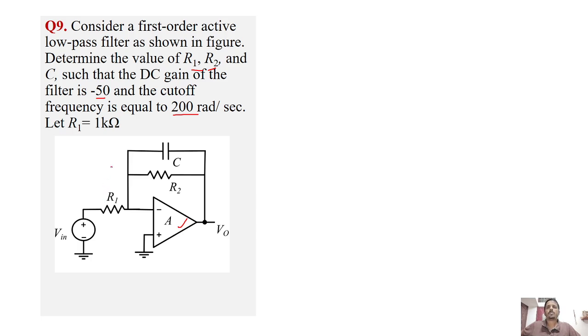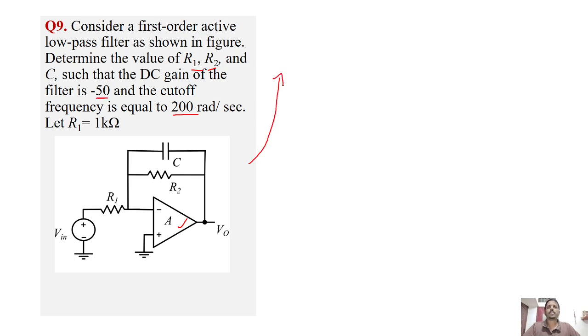Let R1 equal 1K. In the previous questions, if you see, they were passive components and the gain will be 1 or below 1, right? And the DC gain. But here we can adjust that gain. We can have a higher value of gain here using this amplifier section. So the question is to find or design the circuit given these parameters. How will we do that?